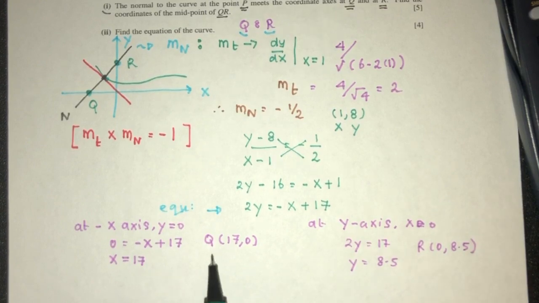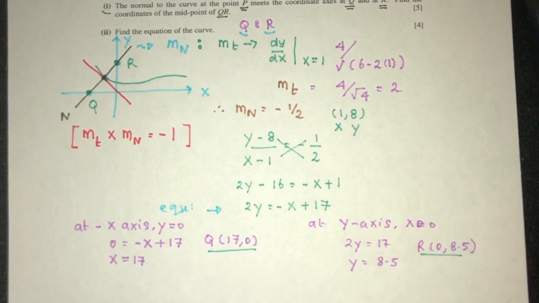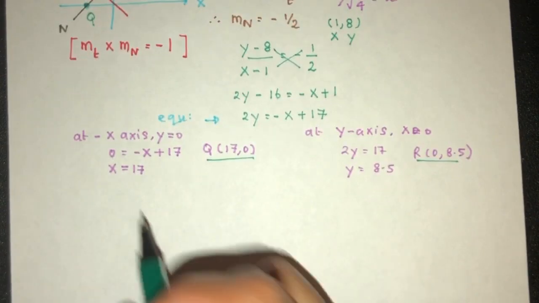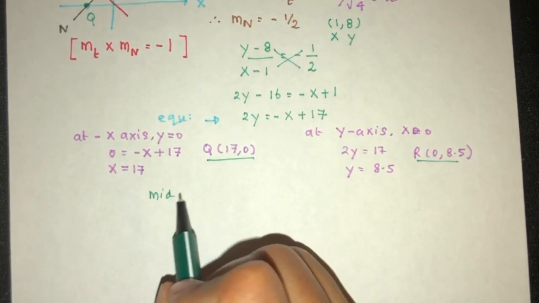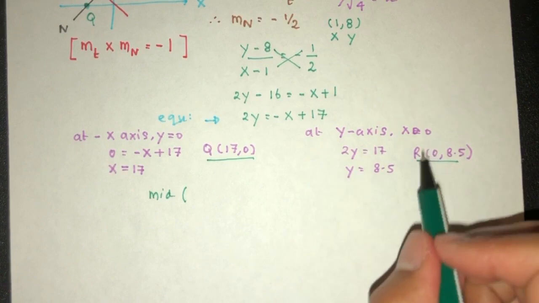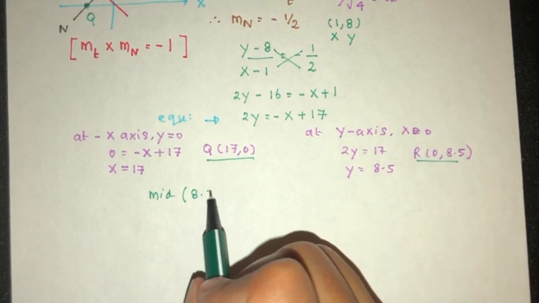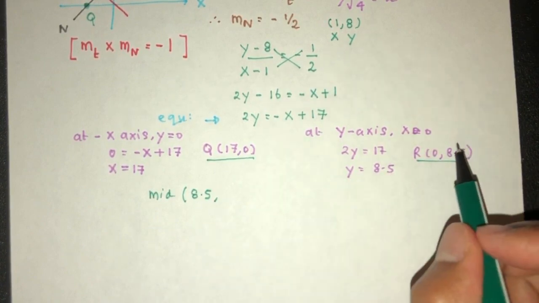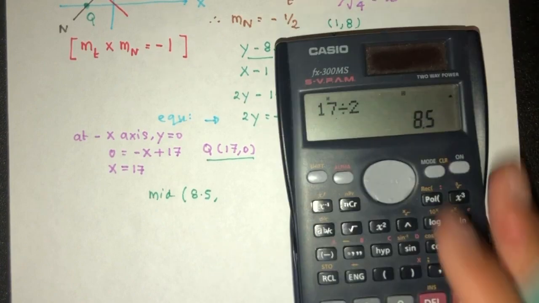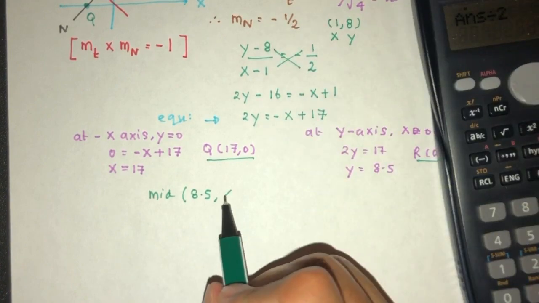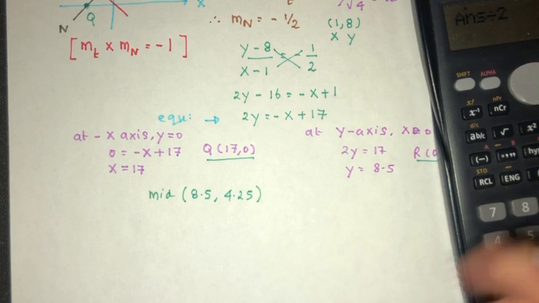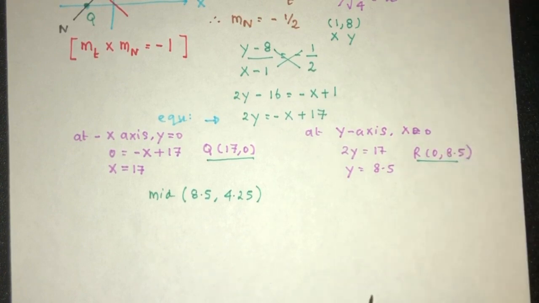So now we have 2 points, Q and R. We have to find the midpoint of Q and R. We can just use the formula, which is the midpoint is x1 plus x2 divided by 2, that should be 8.5, and y1 plus y2 divided by 2, that should be 4.25. So this is the midpoint of QR, part 1 of the question.